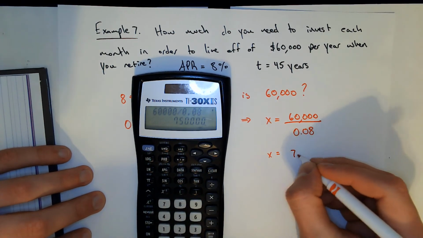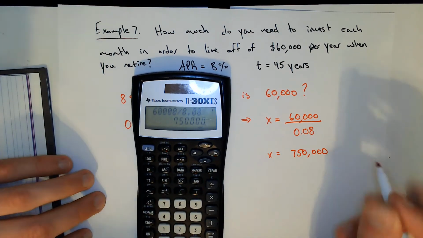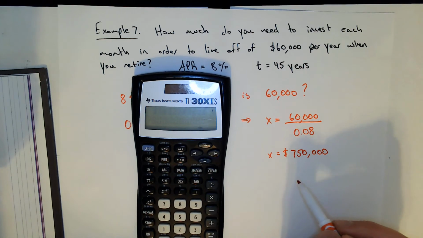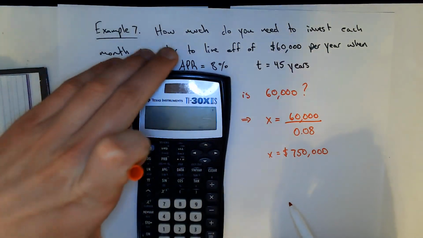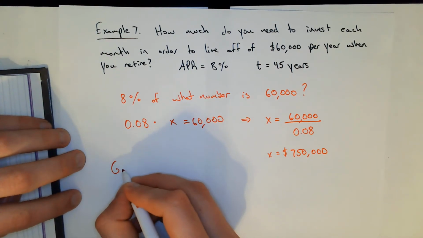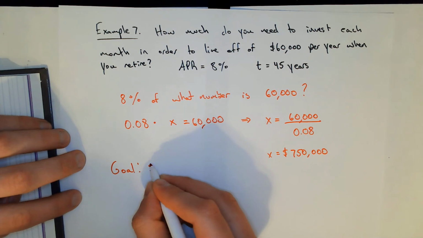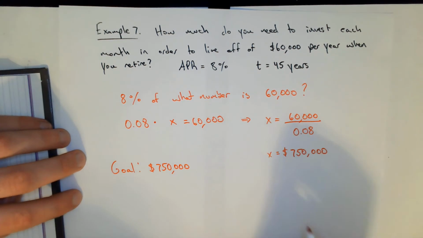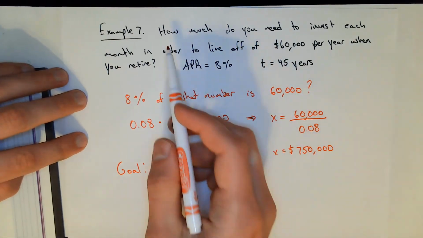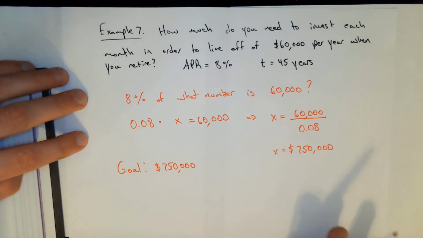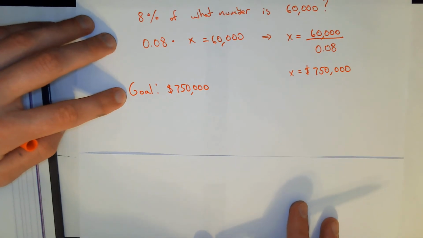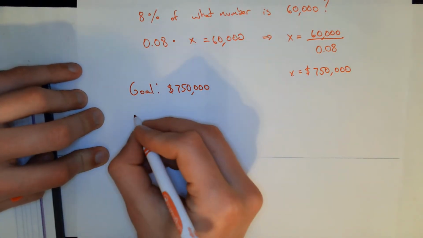That's a lot, right? $750,000 is what you would need as the amount in the account to be able to live off of $60,000 worth of interest per year. Okay, so this is going to be our goal then. At the end of 45 years, the goal is going to be to have $750,000, because that's when you want to retire. So now we can ask the question, how much will that monthly payment need to be? So now we go back to the payment formula with this goal in mind. So that's my goal. My monthly payment is unknown.